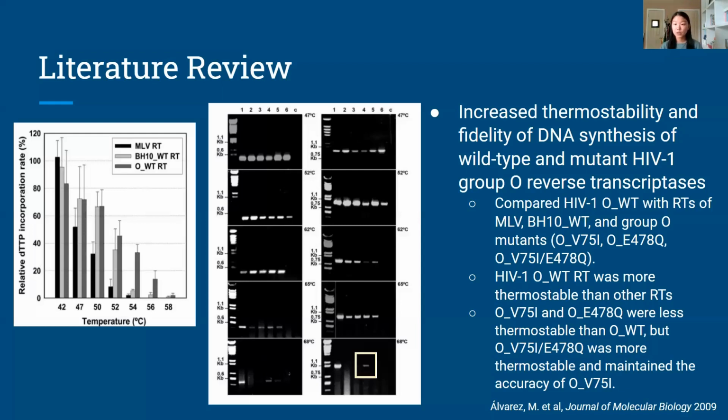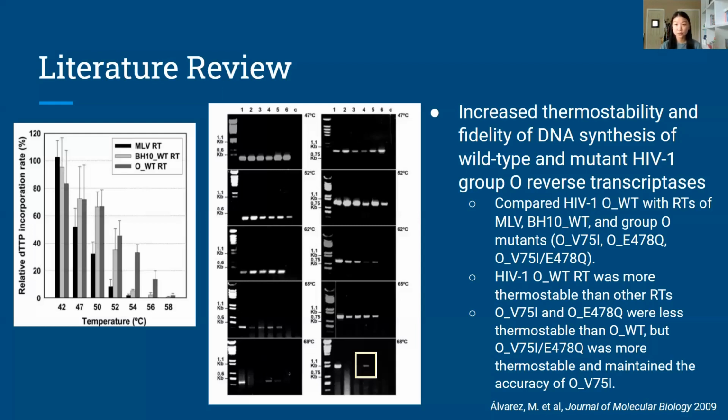If you look at the graph on the right side, the mutation O V75I/E478Q is the one that is on lane 5. And you can see that it continues to function at high temperatures like 68 degrees Celsius, as it is highlighted in yellow color. And although it is not shown in this figure, the researchers also found that this mutation, O V75I/E478Q, was able to maintain the high accuracy of O V75I, which reveals itself as an enzyme with an excellent potential for future development.